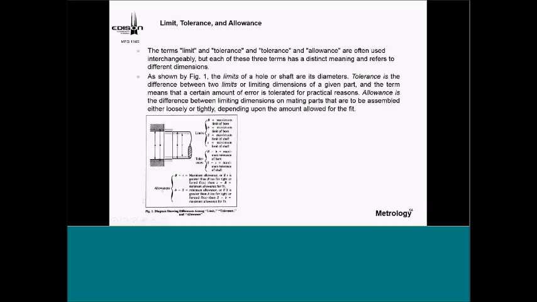All right, the difference between limit and tolerance and allowance. So they're getting some conceptual idea of when do we use each term.